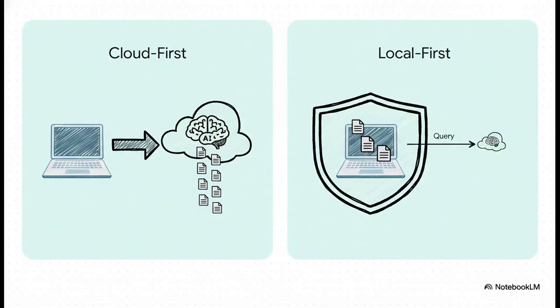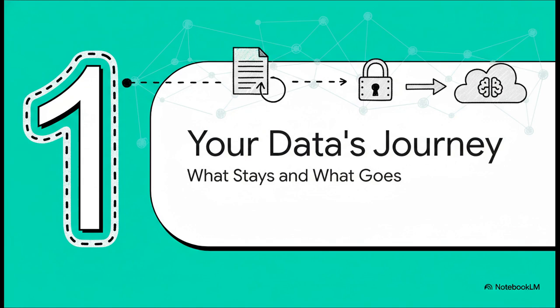On one side, you have cloud first. This is how most AI tools operate. You send your data up to their servers for processing, which means it leaves your control. But on the other side is the local first model. And this is a complete game changer, designed from the ground up to keep your data on your device by default.